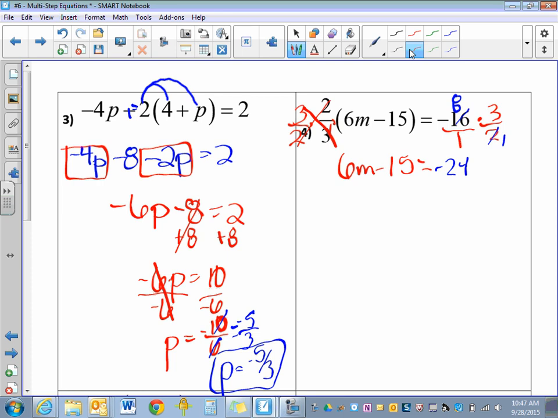Alright, so now let's again back down to either a 1 or 2 step equation like we did last class. So I'm going to add my 15. Those cancel, so I have 6m equals, and this one's a little trickier, negative 24 plus 15. Anybody know what that one is? Very good, negative 9.